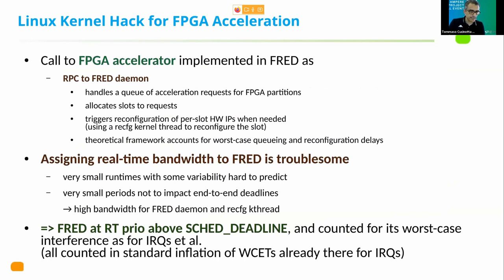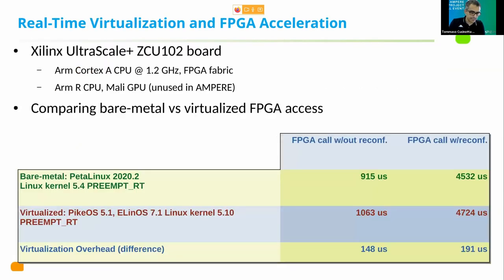I think I can skip this. I just had a few further numbers on what happens with FPGA acceleration when we are running in our overall runtime stack, which also includes a hypervisor, PikeOS. So we got a few numbers here of how much it takes, for example, to make a call using the Thread framework to the FPGA hardware acceleration.